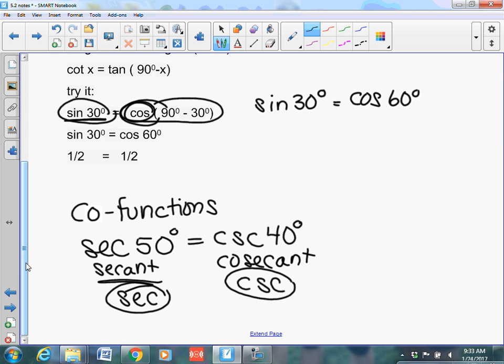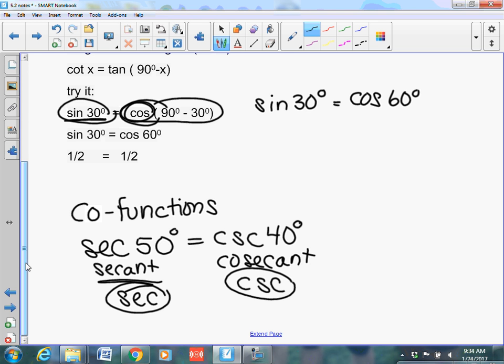Oh, this is good practice. Do we have either one of these on our graphing calculator? Secant or cosecant? Good practice. Let's do secant of 50 first. How do you do secant of 50 on your calculator? What do you have to punch in first? What's the reciprocal of secant? Cosine. So get cosine of 50. Then what do you have to do after cosine of 50? X to the negative 1. What's the secant of 50 degrees? It should be 1.5 something. 1.55555. Let's see if they are cofunctions.